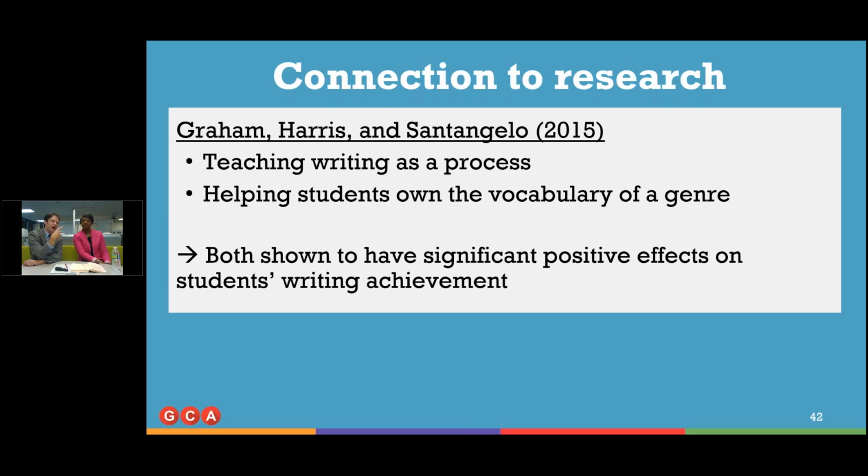It talks a lot about what we know from research in terms of evidence of particular strategies on students' overall writing achievement. Two out of several that they highlight in the piece are teaching writing as a process, and secondly, helping students own the vocabulary of a genre. Both are shown to have significant positive effects on students' writing achievement, whether we're talking about argumentation, informational writing, or narrative writing. Graham, Harris, and Santangelo talk about several other specific techniques. These are just two that we've highlighted here. Can't recommend that piece enough. You won't be sorry that you read it. Promise.